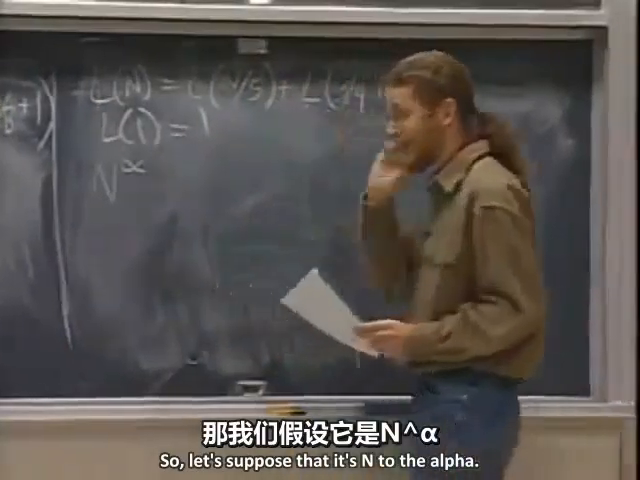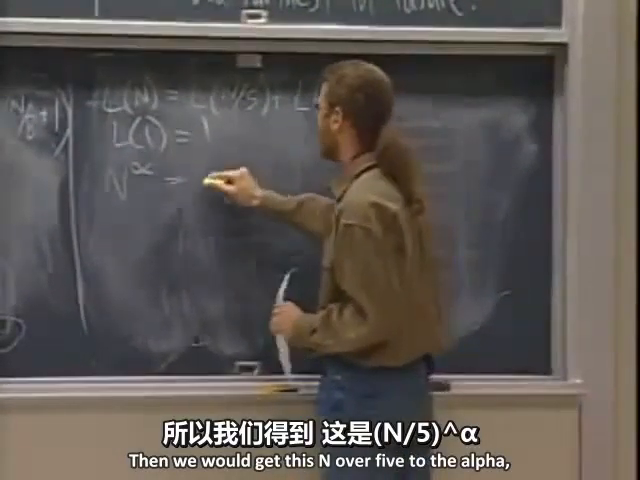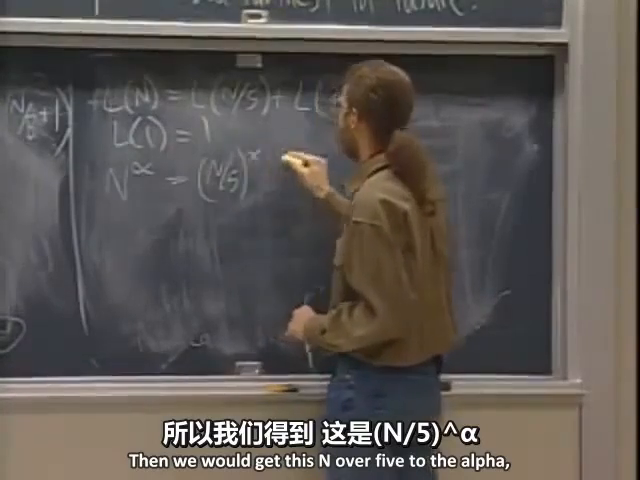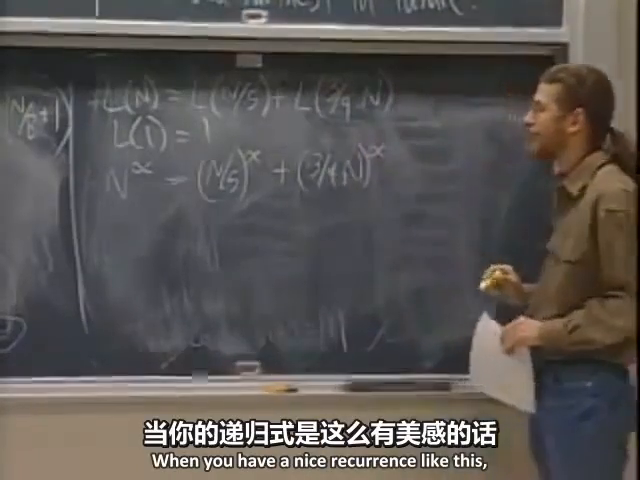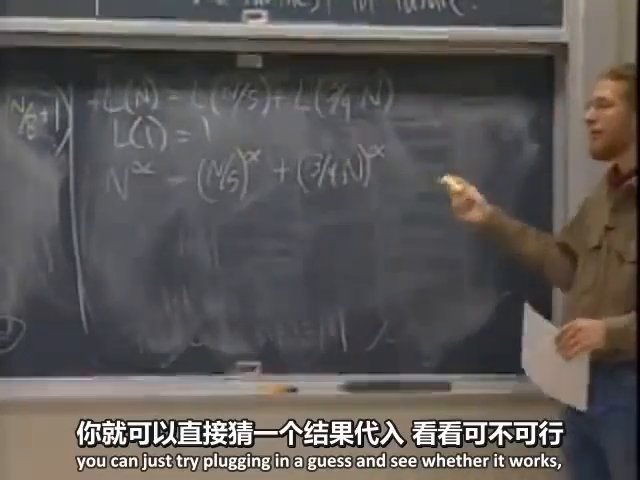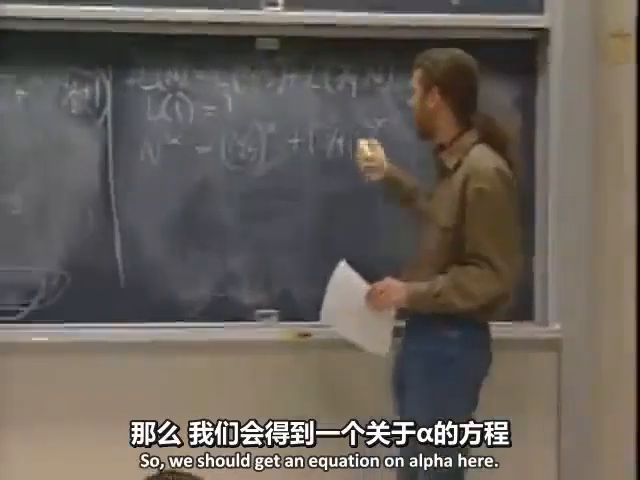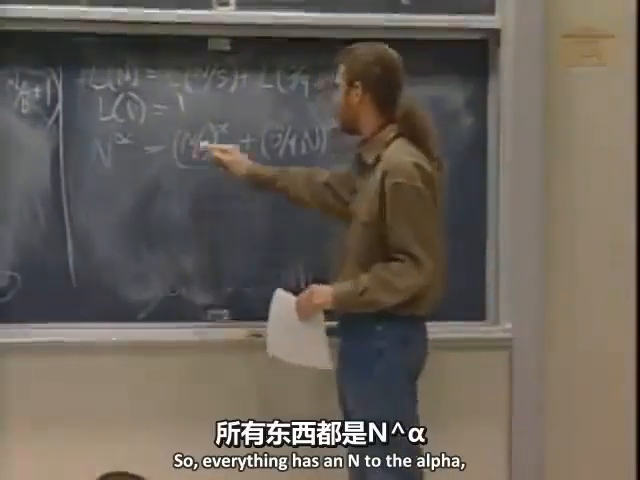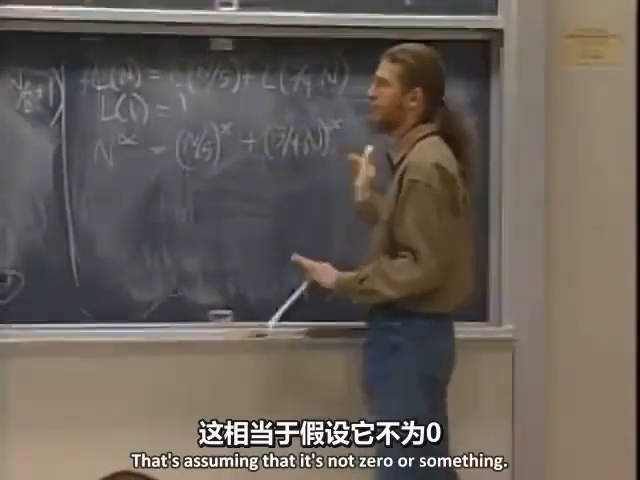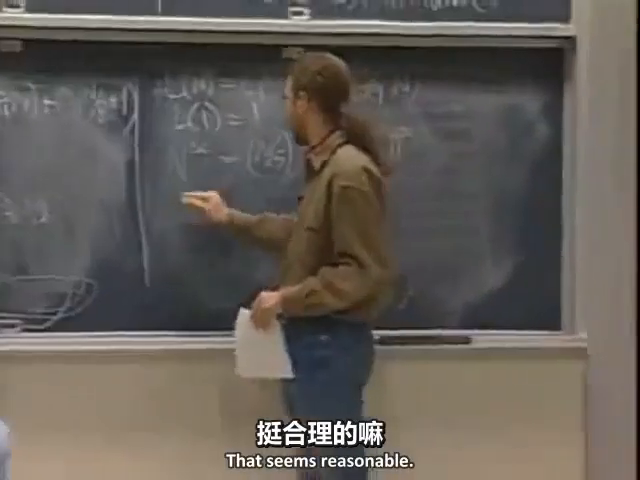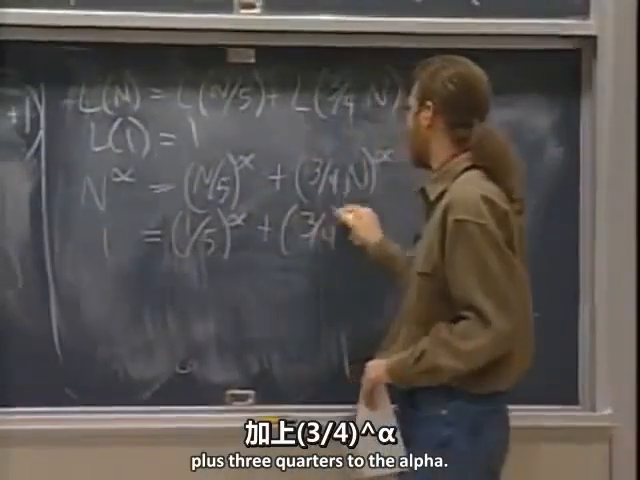So let's just suppose that it's n to the alpha. Then we would get n over 5 to the alpha, and we'd get 3/4 n to the alpha. When you have a nice recurrence like this, you can just try plugging in a guess and see whether it works. Okay, and of course, this will work only depending on alpha. So we should get an equation on alpha here. Everything has an n to the alpha, in fact, all of these terms. So I can divide through by n to the alpha, assuming that it's not 0. That seems reasonable. So we have 1 equals 1/5 to the alpha plus 3/4 to the alpha.